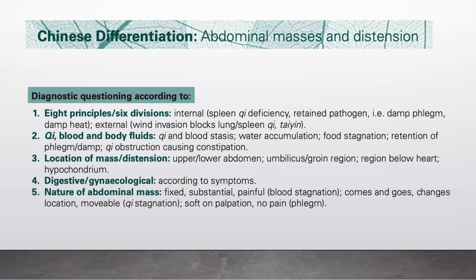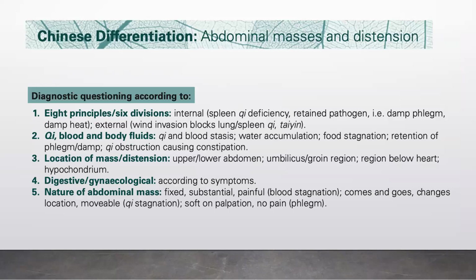Number two is Qi, blood, and body fluids. It's Qi and blood stasis, water accumulation, food stagnation, retention of phlegm and damp, Qi obstruction causing constipation. Number three is location of mass or distension. It's the upper and lower abdomen or the umbilicus groin region, just the region below the heart and the hypochondrium. Number four is digestive and gynecological. It will be according to the symptoms.